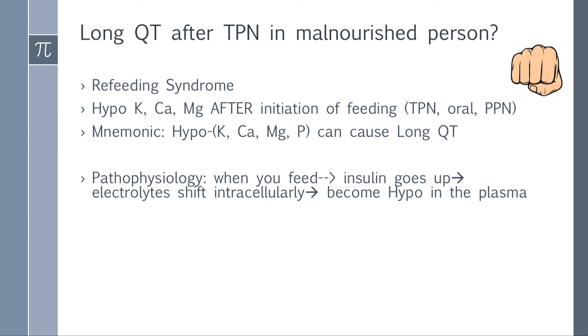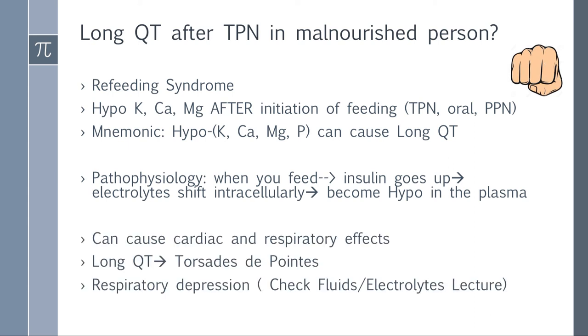Go back to the electrolyte lecture again to review this. It causes respiratory and cardiac defects. A long QT leads to torsades. And just out of curiosity, how do you treat torsades? Well, if you said magnesium, then you'll be correct.